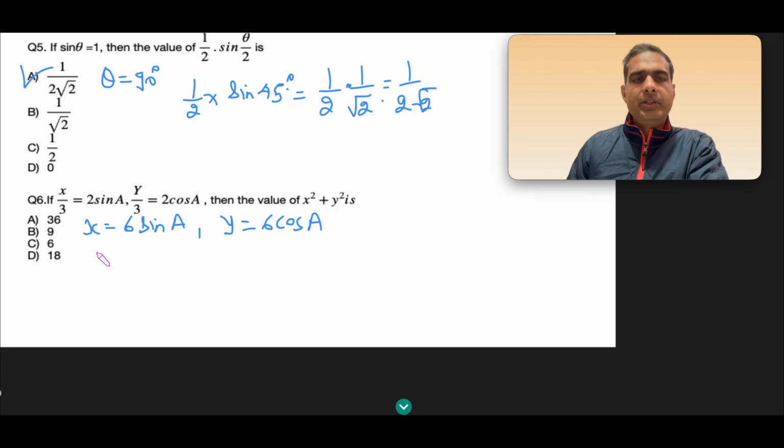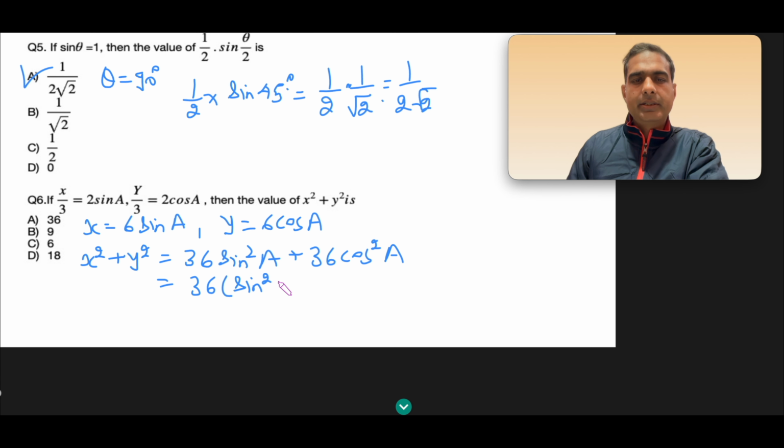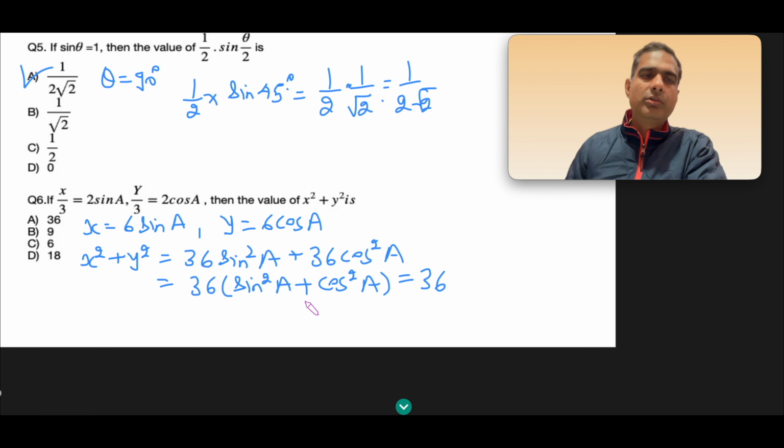Now we can square and add both of these values. So x square plus y square will be 36 sine square A plus 36 cos square A. Now 36 is common in both. So if I take it common, I will be getting 36 times sine square A plus cos square A. Sine square A plus cos square A is 1. So I will be getting the value of x square plus y square as 36. So option A will be our answer.